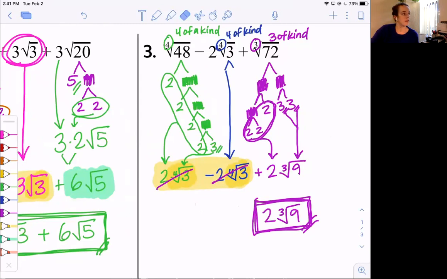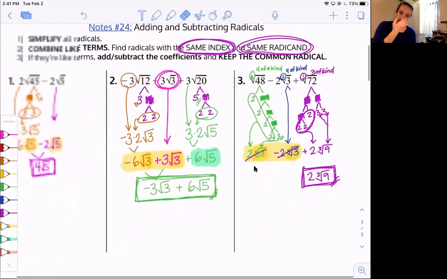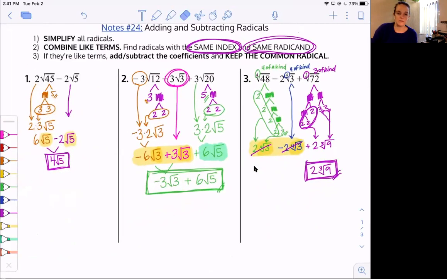All right, let me go ahead and just get a quick understanding of where we're at. How are you feeling now that you've seen all 3 levels? There are really 2 steps here. There's the simplify step, where you're breaking everything down. And then there's the combining like terms step. Simplify, combine like terms.